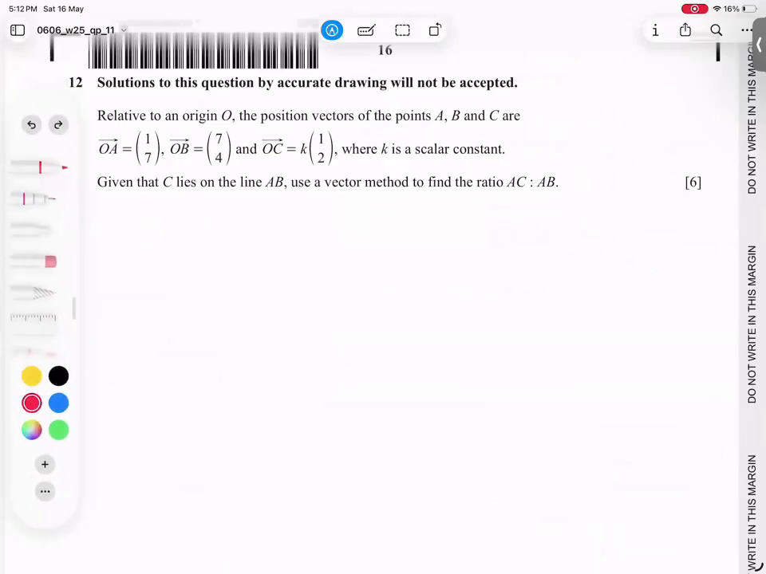Question number 12, students. It is saying relative to position, an accurate diagram will not be accepted. Accurate means with a proper scale. Okay, we can make a rough sketch, no problem. Sketching is allowed, but an accurate diagram is not allowed. So the positions of A, B and C are given, and C lies on AB. Just mention 1, 7, and 7, 4. For the sake of understanding, I can make a rough idea, because that is possible. 1, 7. So 1, 7 is here.